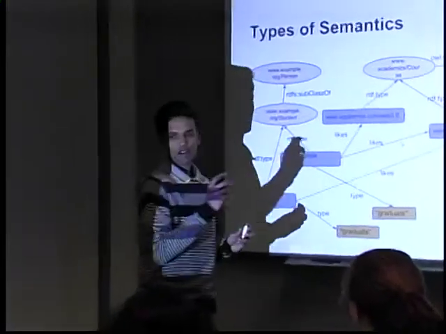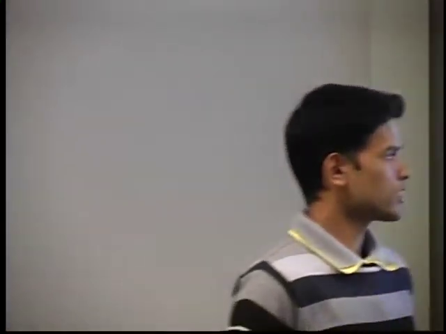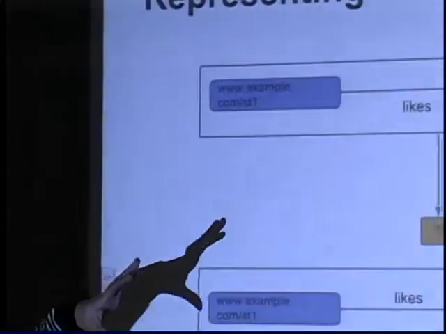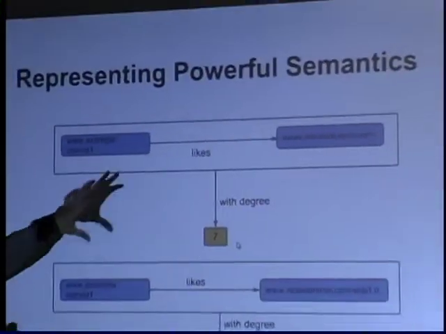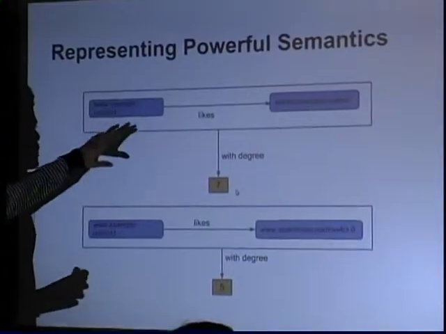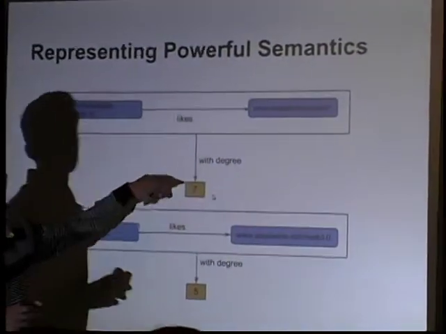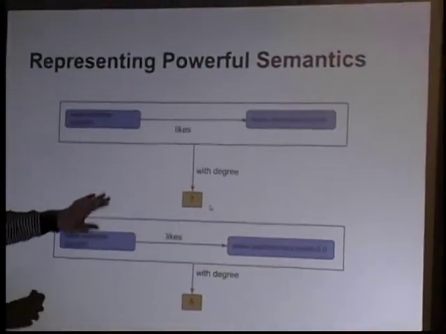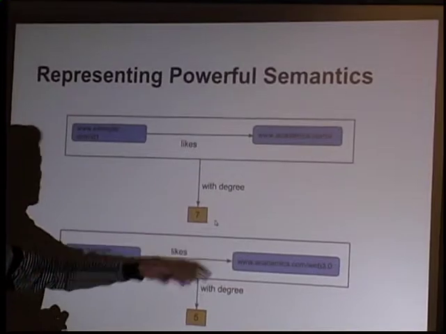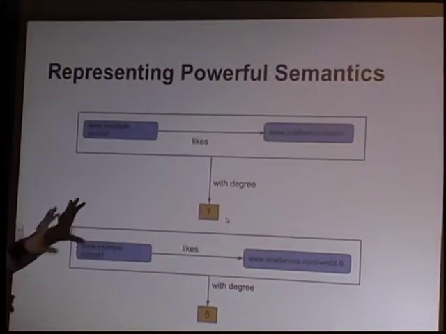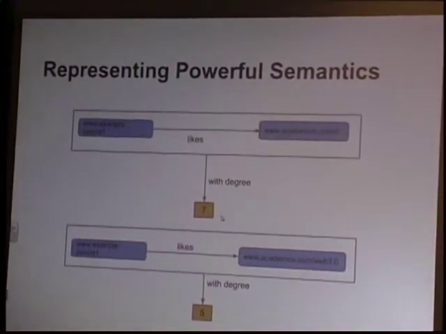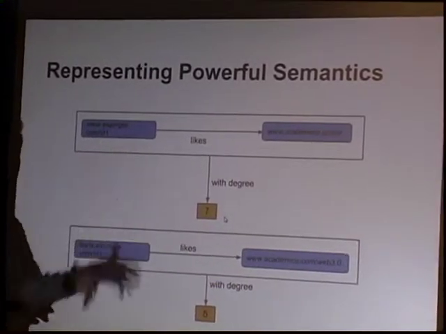So technically, it is not that you cannot represent different degrees. Since last time Reed asked this question, I included one slide here. Technically, in the Arabic world, you can represent such things. Like, somebody likes something, and you can say it with a degree. So you can say he likes this more than that one. This is called reification, where you describe triples further.